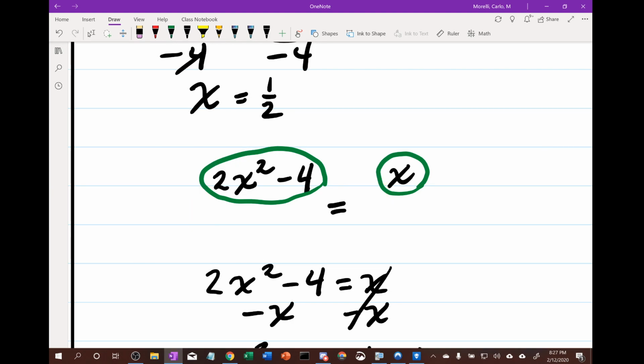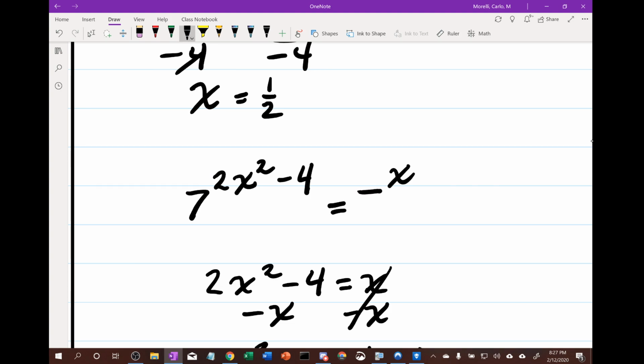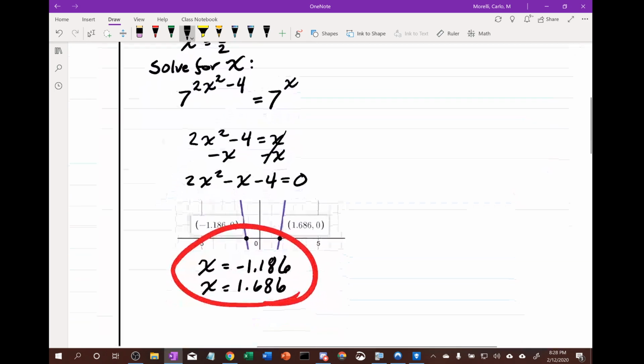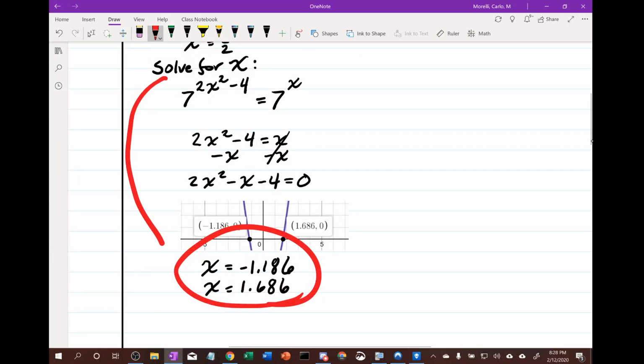Let me rewrite it without all this junk. If you were given this problem and it said solve for x, then what x is, you would say, well, okay, here's the answer right here. That wasn't too bad. That was pretty easy. Get it in standard form, throw it into Desmos, and just get the answers.